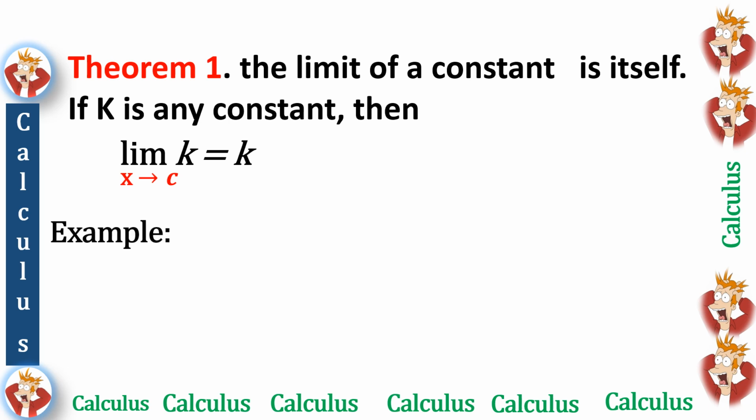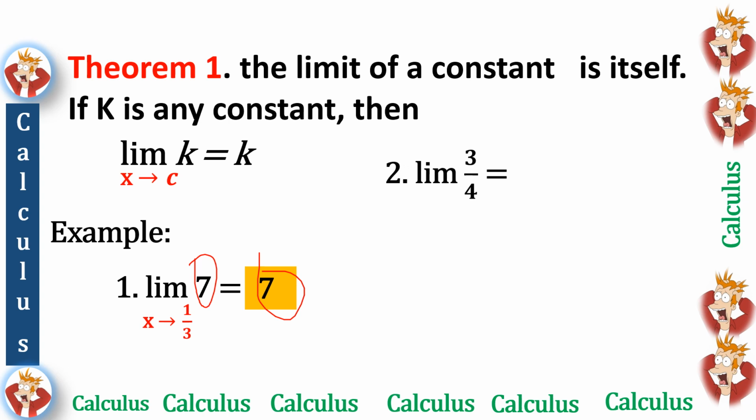Let's have an example. For instance, we're going to find for the limit of 7. Since the constant of this problem is 7, and therefore our limit is also equals to 7, although our x approaches to 1/3. Laging tatandaan, kung anuman ang constant na nandiyan ay yun na mismo ang kanyang magiging sagot sa given problem.